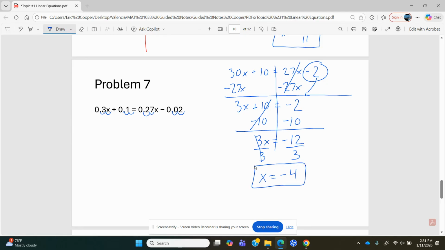So again, use this idea of being able to move the decimal points to be able to turn it into whole numbers. Working with whole numbers is a lot easier than working with decimals. Just make sure you move all the decimal points the same amount.